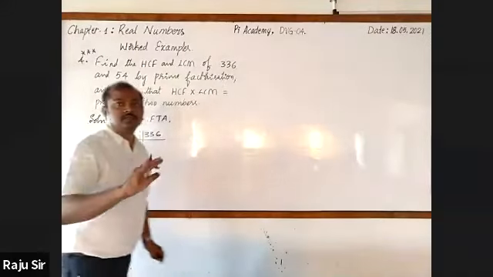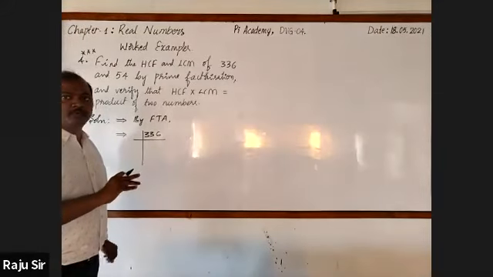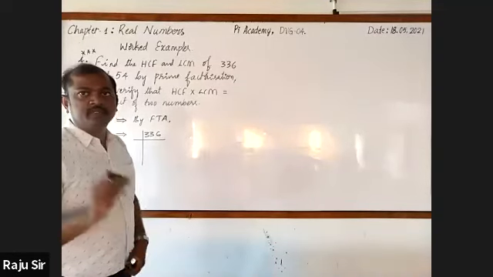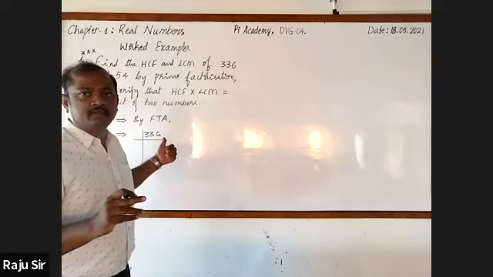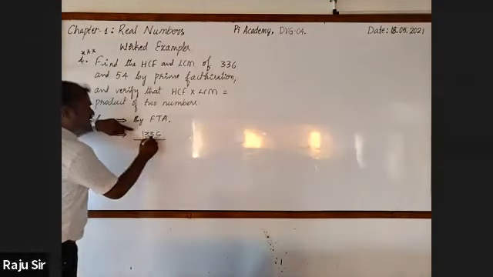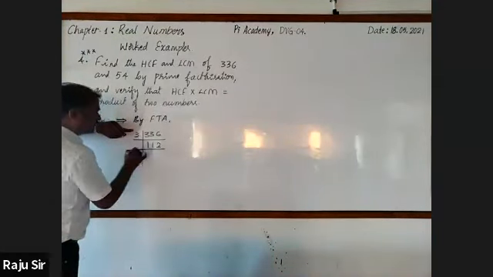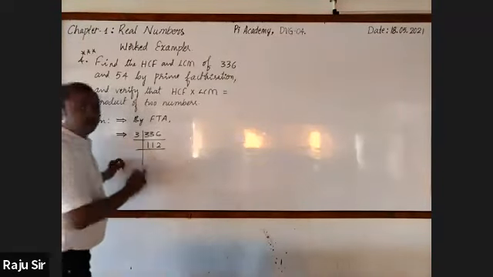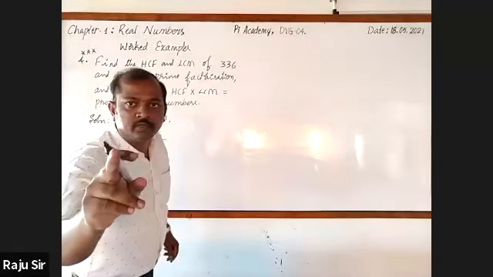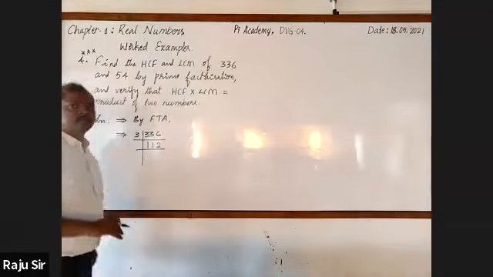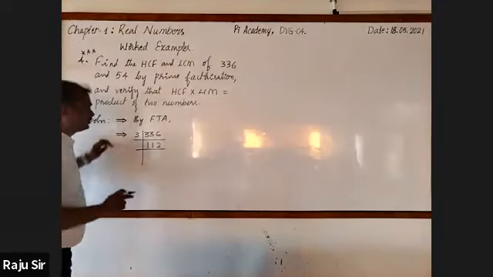Anyhow, just stop writing and observe the board. If you have written, just cross check. If not written, please start writing with me. It is divisible by 3. Very good. Who is that? Prem. You have done correctly. It is 3024. LCM is 3024.